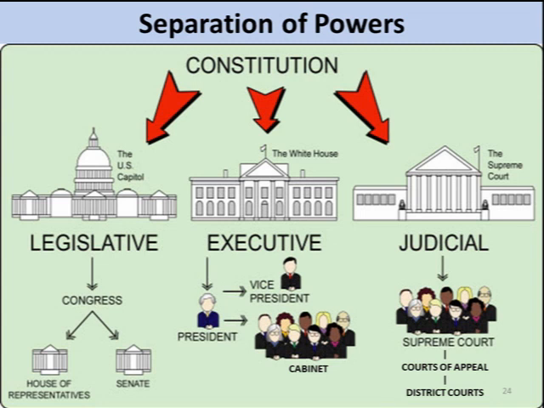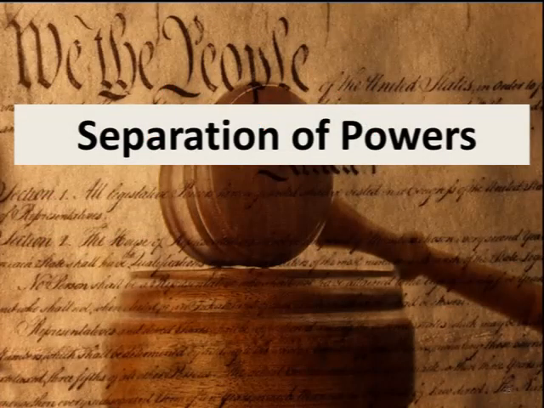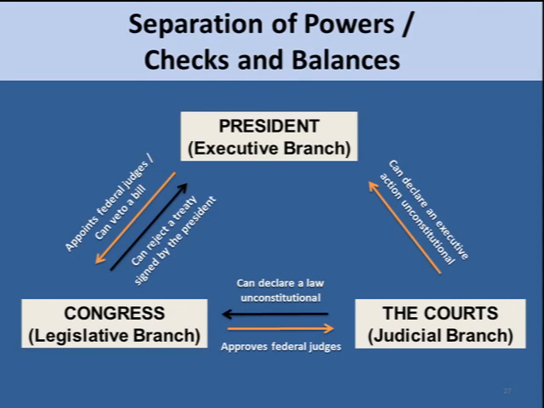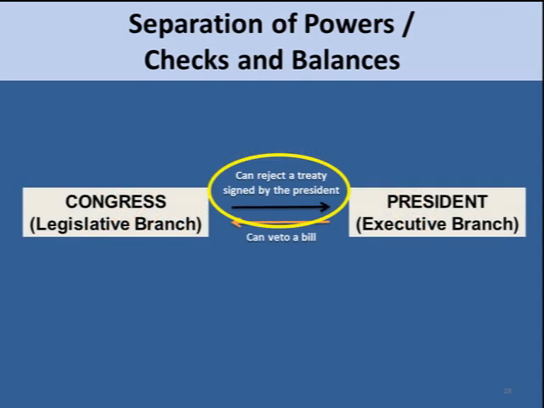So one part of the government does not become too powerful, the Founding Fathers gave each branch separate powers. This is called separation of powers. The Constitution also includes a system of checks and balances, which allows one part of the government to check another. For example, Congress can reject a treaty even though it was signed by the President, and the President can veto a bill for new legislation proposed by Congress.